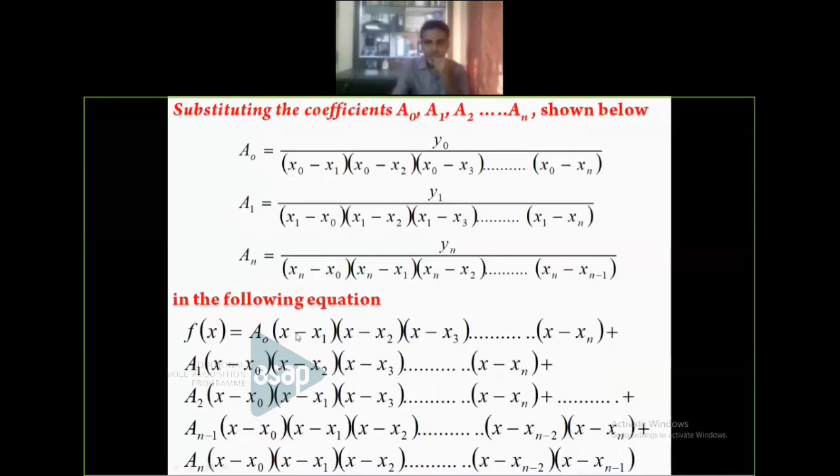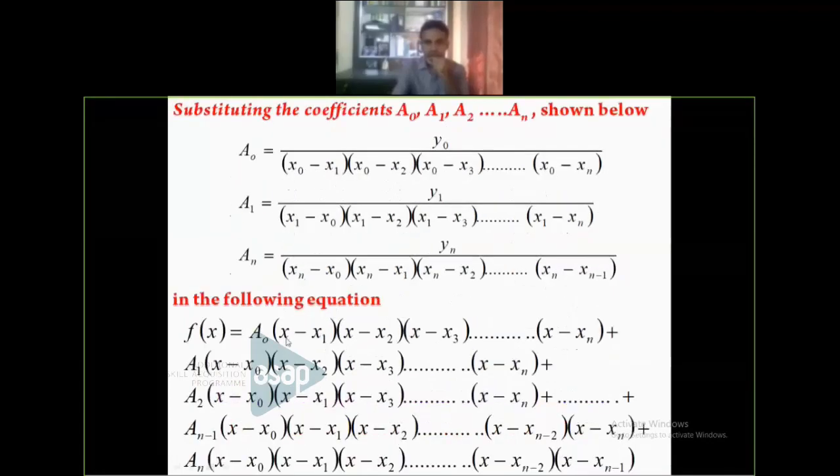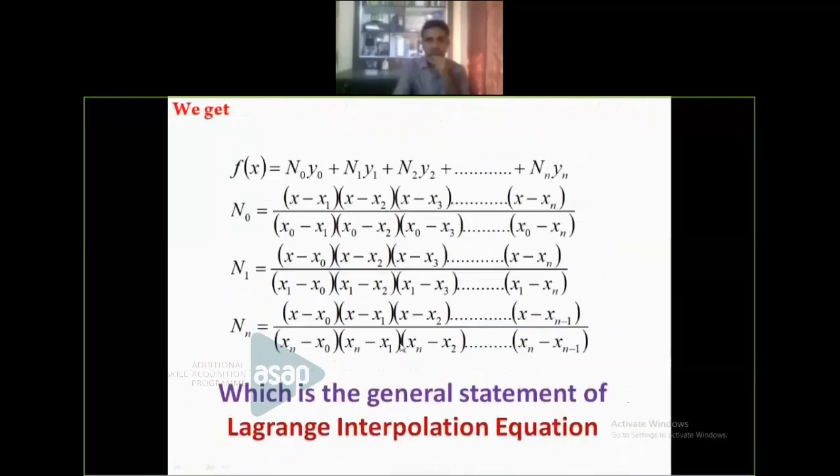Now if you look at this value, these are both terms. Y0 divided by the entire term is here, and your function here already has these values. So a0 will be y0 divided by x minus x1 and the related terms. These long terms in the numerator and denominator, I am representing as N0. So if you look at the slide, it's very easy. This is the general function you get as the Lagrange polynomial or Lagrange interpolation equation. If you have n sets of data, x0, y0, x1, y1, x2, y2, you can use this general function.